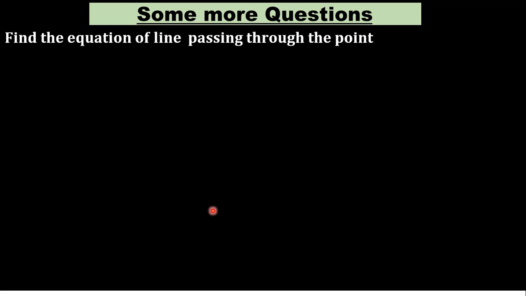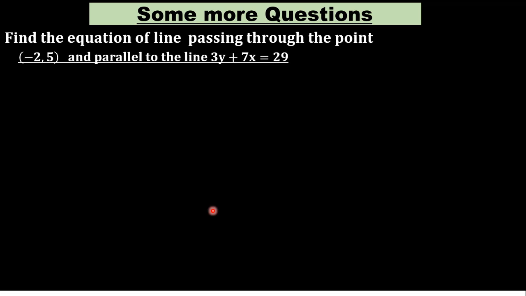Students, let us now explore some more questions that you can get on this particular topic of coordinate geometry. First question is, find the equation of the line passing through the point (-2, 5) and parallel to the line 3y + 7x = 29.